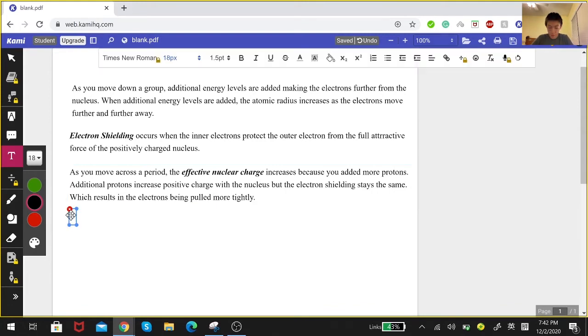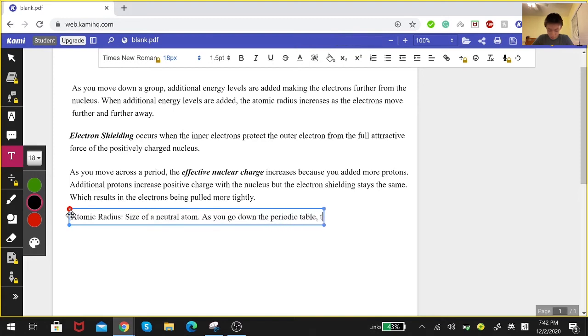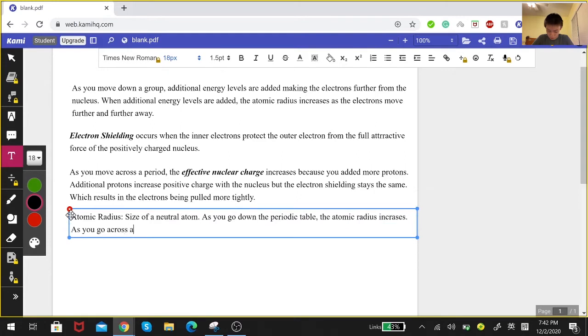Next, we have atomic radius. Let me explain this real quick. It is the size of a neutral atom. As you go down the periodic table, the atomic radius increases. As you go across a period, the atomic radius decreases. This makes sense because as you go down the periodic table, there are more energy levels, which makes it bigger. And as you go across, as we just said, there are more protons, which makes it smaller.